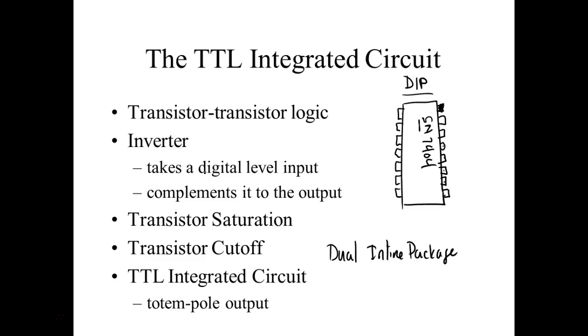Okay. The way we number this thing is, if you look at it from the top, you should see a little notch on one side, or you should see a little dot. The first one to the left would be pin 1. And then you come around and come back up the other side. And this is looking at it from the top, right?